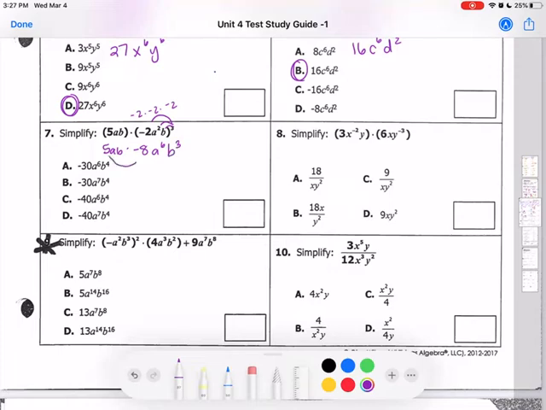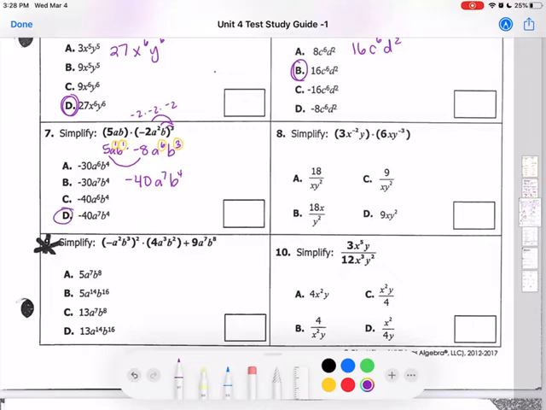Next, I'm going to multiply these coefficients together. I get a negative 40. These both have a coefficient of 1, so when I add these together, a to the 1 plus 6 gives me a to the 7th. And then b to the 1 plus 3 is b to the 4th. And the answer is D.